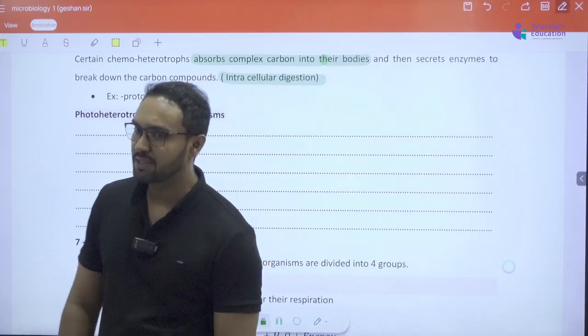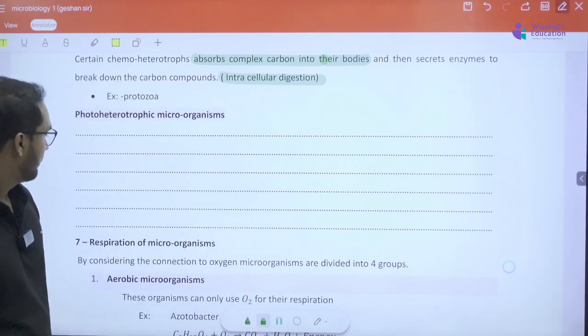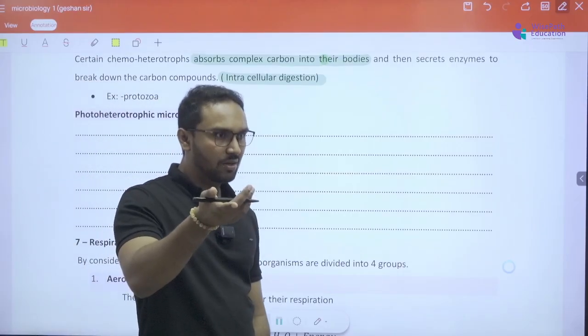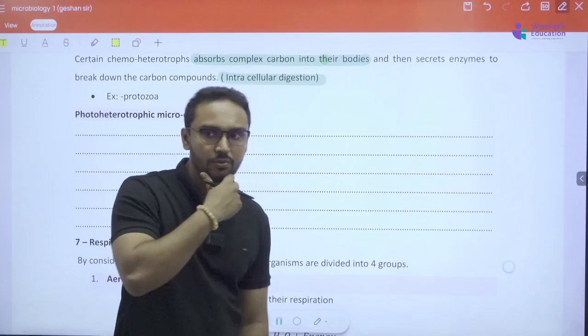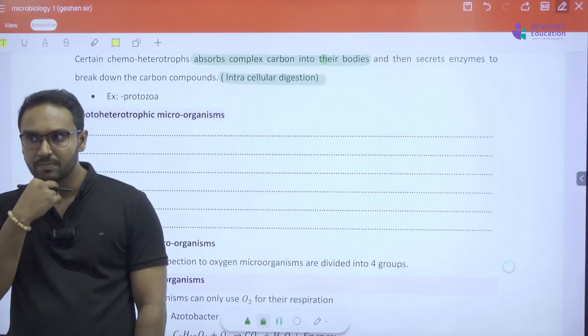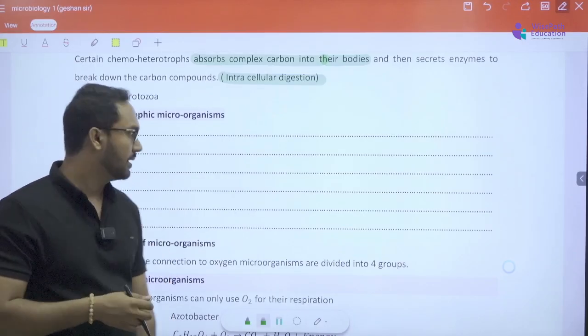And what are the examples? There are only two examples, and I already told you that. What were the two examples? The opposite of the photoautotrophs. What were the opposite of the two of the autotrophs? The photoautotrophs? Green non-sulfur bacteria and purple non-sulfur bacteria, right?